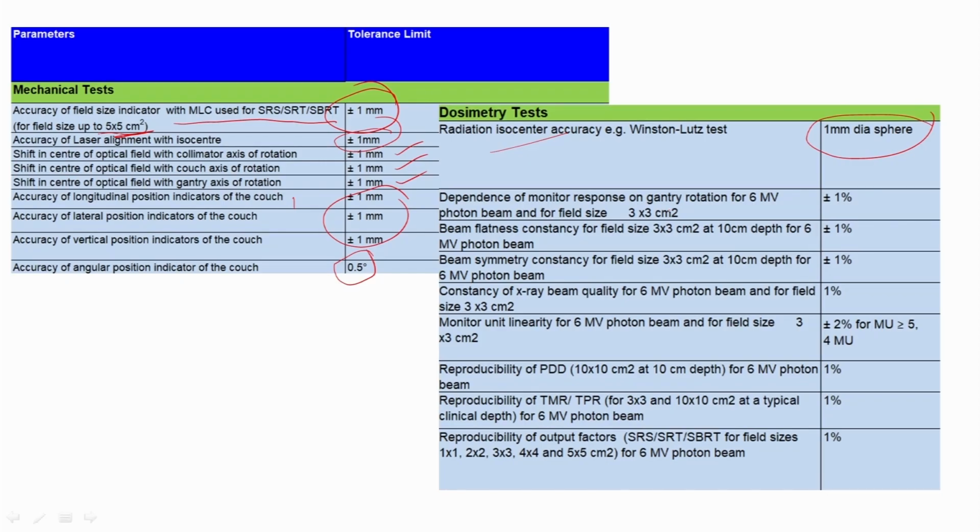Monitor unit response on gantry rotation plus minus 1%, beam flatness constancy plus minus 1%, beam symmetry plus minus 1%, and monitor unit linearity plus minus 2%, and reproducibility of PDD, which we will see further. So these are the dosimetry QA tolerance limits according to the regulatory body.